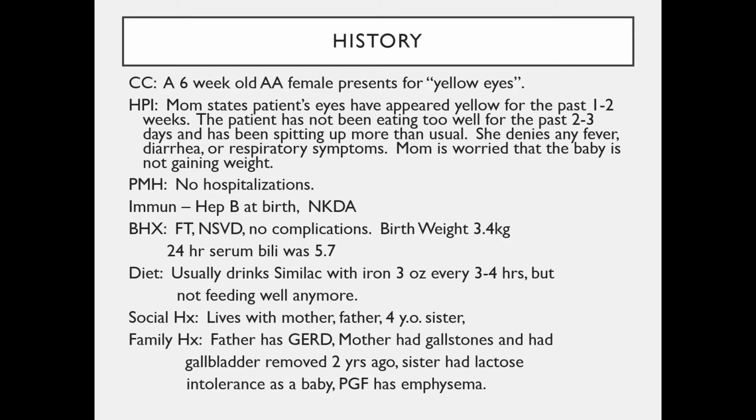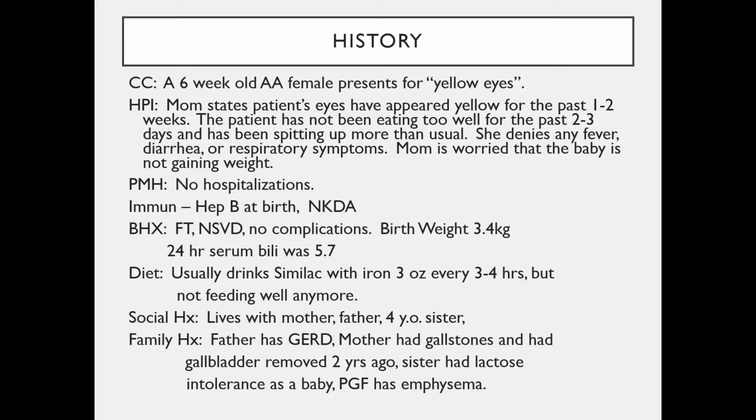Past medical history is insignificant with no other hospitalizations. Her immunizations are up to date with the hepatitis B vaccine being given at birth. There are no known drug allergies. Birth history: she was full term, normal delivery, no complications. She had a birth weight of 3.4 kilograms. The 24-hour serum bilirubin level was 5.7. She usually drinks Similac with iron 3 ounces every 3 to 4 hours, but has not been feeding that well anymore.